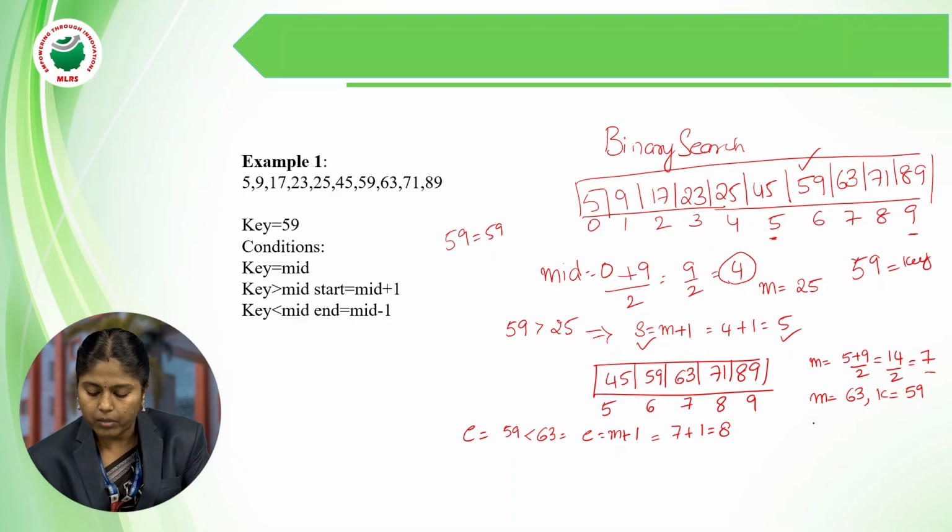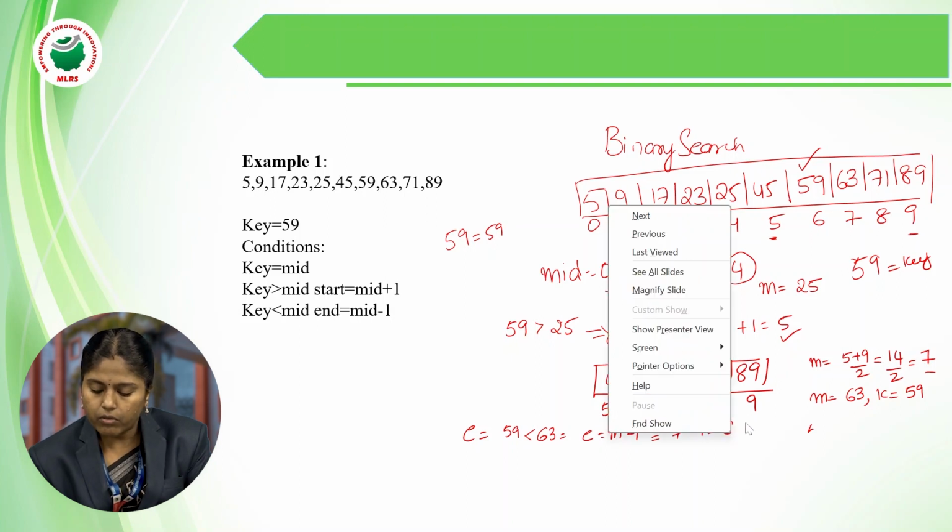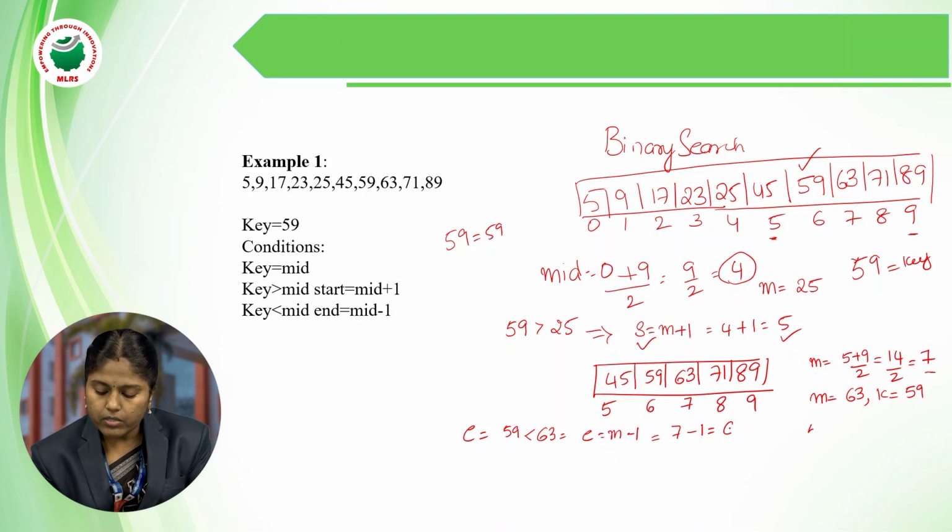Now we have to take it up to mid. End value is equal to mid minus 1. Now what will you get here? 7 minus 1. 7 minus 1 is equal to 6. Now end is equal to 6 here.